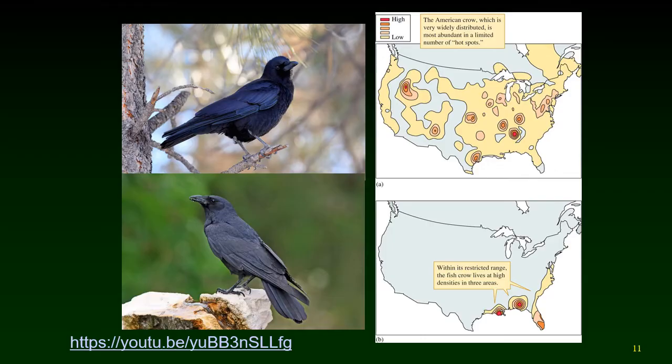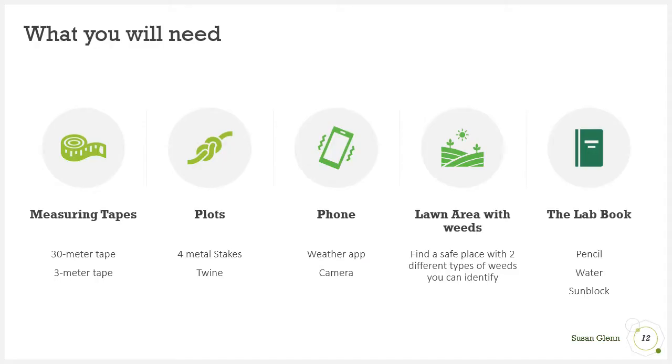We're going to be looking at plants in a lawn, looking at lawn weeds and things that you're going to need. First of all, you're going to read over the safety information for your lab and make sure that you are not exposing yourself to any unnecessary hazards.